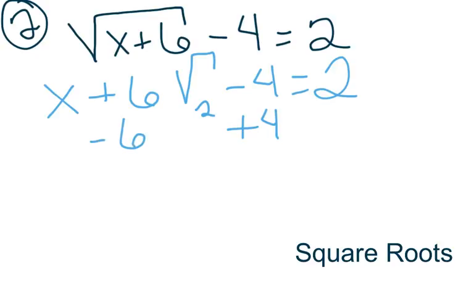So I did my first step. I broke the equation down. X plus 6, take our square root there, minus 4 equals 2. Then I found my opposites. The opposite of subtracting 4 is adding 4. The opposite of a square root is a square. The opposite of adding 6 is subtracting 6.